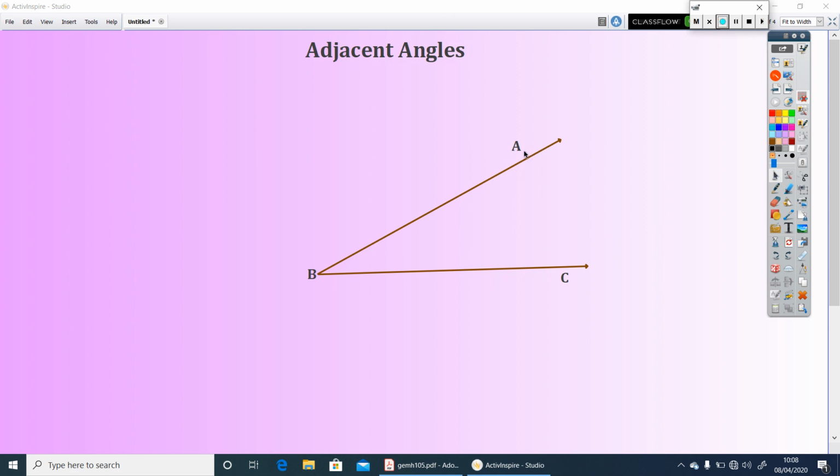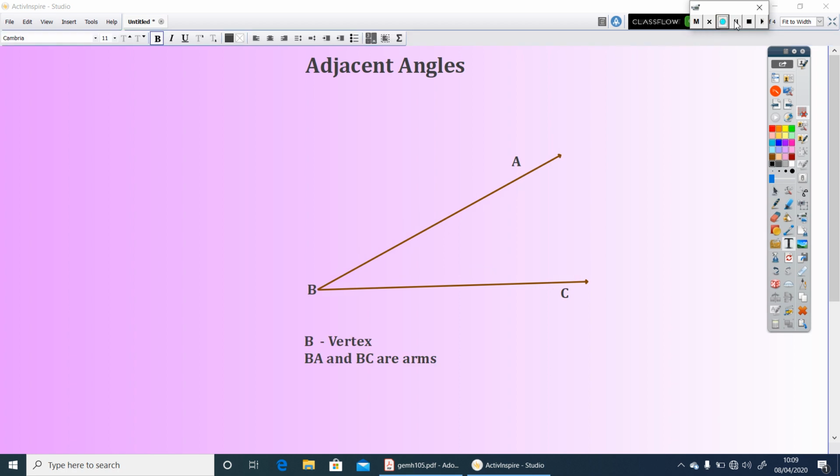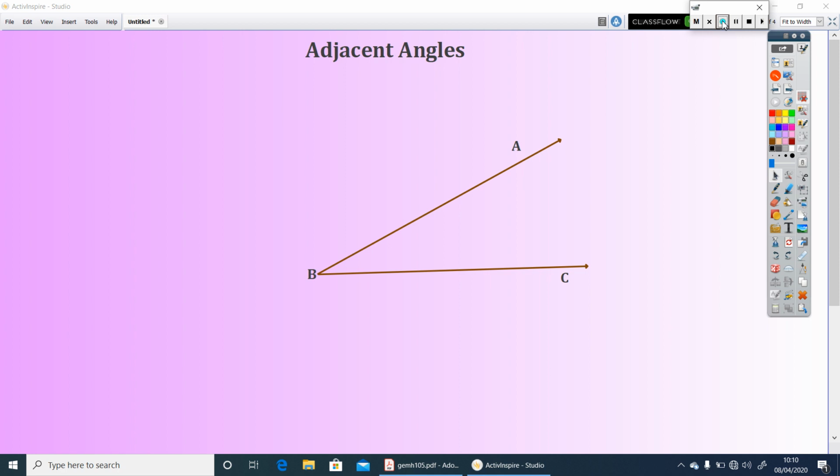Here we have an angle ABC. B we can call it as vertex, and BA and BC are the arms of this angle. Now let me draw one more ray with the starting point B. Here BD is the ray with the starting point B. Now you can get two angles.